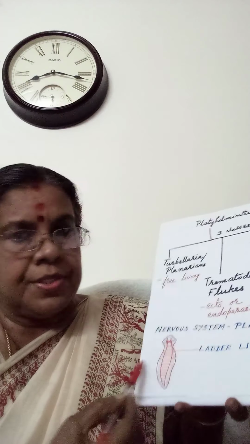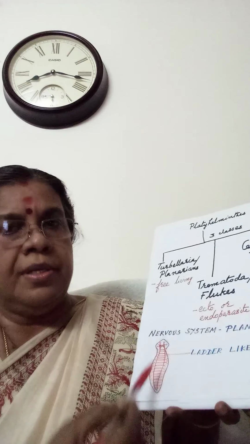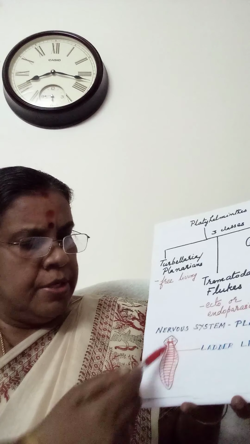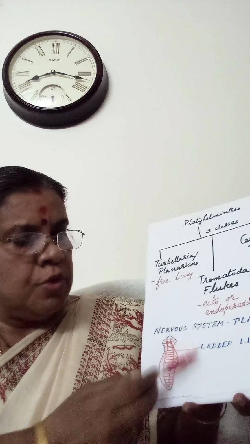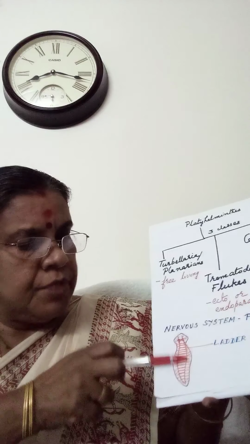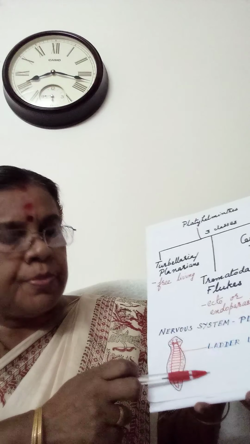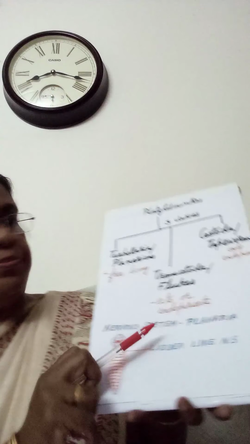Then reproduction, sexually and asexually. Planaria reproduces asexually by transverse binary fission. Transverse binary fission means transverse like this. Binary fission. If we cut it, it divides into 2 parts. If it is the anterior part, then it will be producing the posterior part. If there is only posterior part, then it will be producing the anterior part.